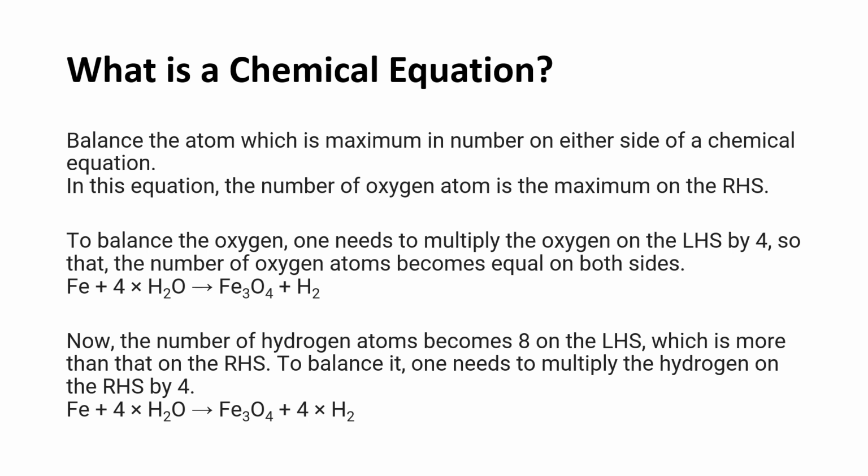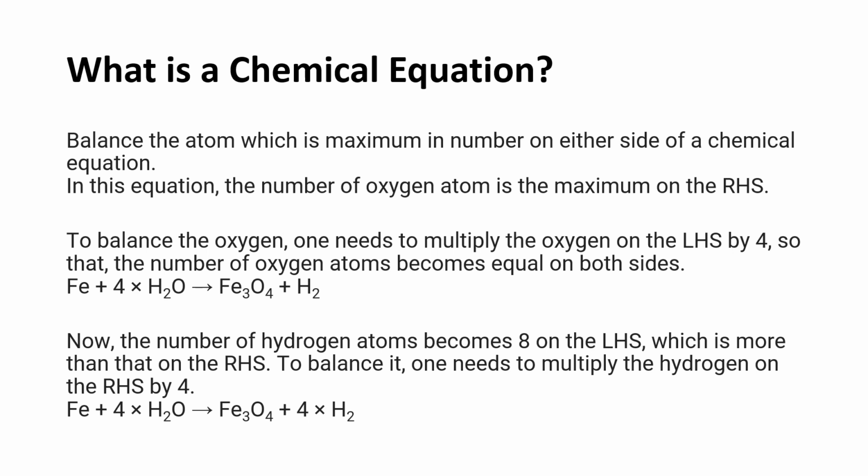To balance the equation, one needs to multiply the oxygen on the LHS by 4 so that the number of oxygen atoms becomes equal on both sides. Fe plus 4 into H2O gives Fe3O4 plus H2.